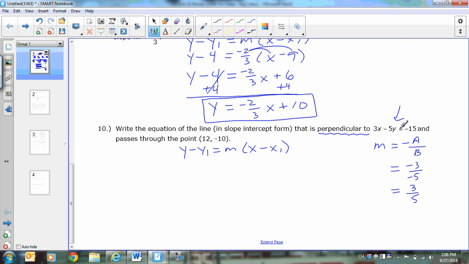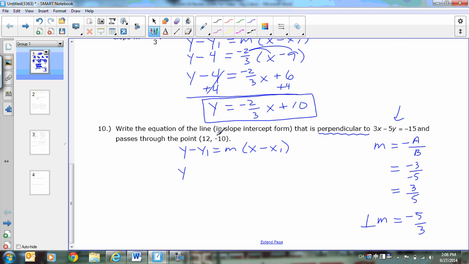But that's not the slope we want. We want the slope of a line that's perpendicular to this line. So remember, to find a perpendicular slope, you have to do two things. You're going to take the opposite reciprocal of this slope. So flip it over to get the reciprocal and then change the sign. The perpendicular slope would be -5/3. All right, so there's our m that we're going to plug in right here. And here's our x1, y1. So let's plug that into the equation.